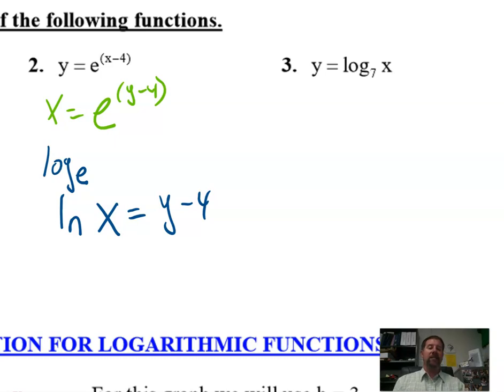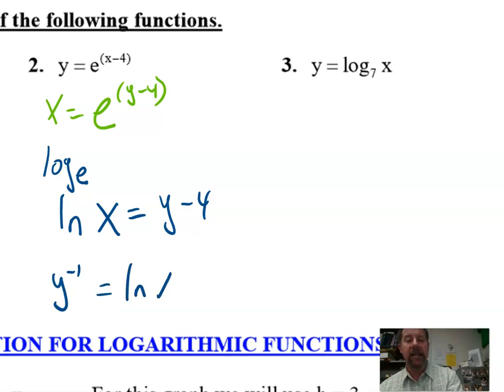So now to solve for y, I can just add 4 to both sides. And so we get, hey, y inverse is ln of x, and again, I added 4 to that side, so ln of x plus 4. And so that would be the inverse of this function right here. All right? Point being, again, what we're trying to emphasize here a little bit is that logs and exponents are inverses of each other. Logs and exponents, they undo each other. Okay, that's what inverses mean.